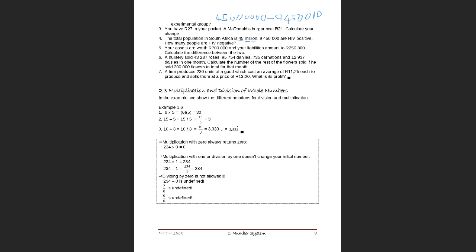So my question is here. We are minusing 45 million to 9,450,000, right? Yes. Therefore, it is going to give us 35,550,000. Yes, 35,550,000. So that means that those people are HIV negative.